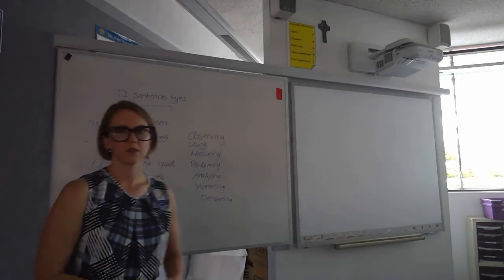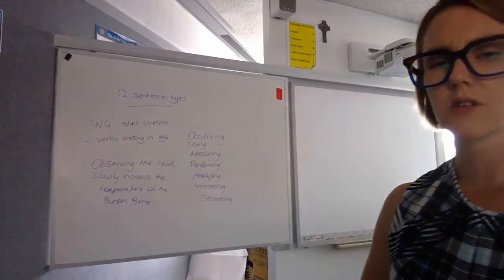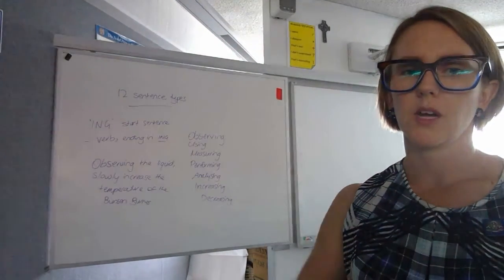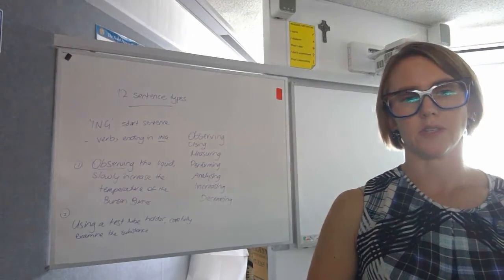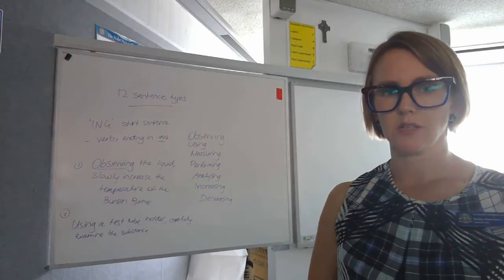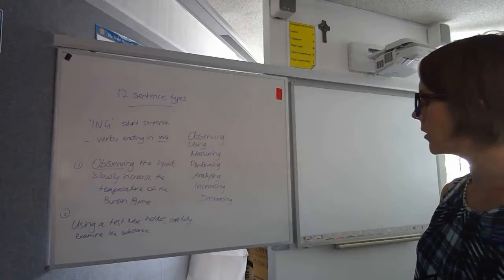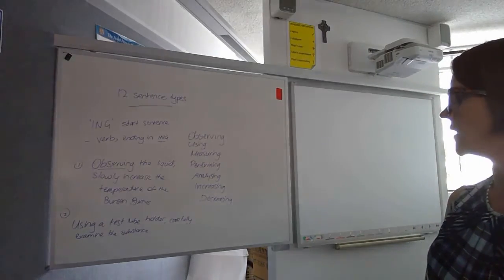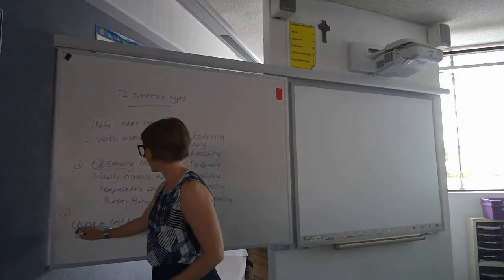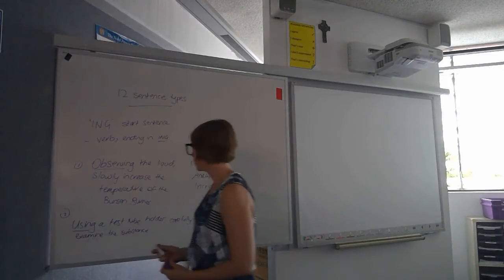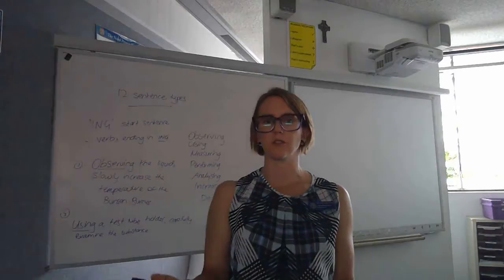Okay, so now pausing the video, choosing one of the words from my list or perhaps one from yours and having a go at writing that sentence type. Okay, hope you've got a couple of sentences down. I've added a second sentence to mine. It says, using a test tube holder, carefully examine the substance. Using being my ing start. Often you'll find that you'll need to place a comma about halfway through as well for that sentence to read correctly.